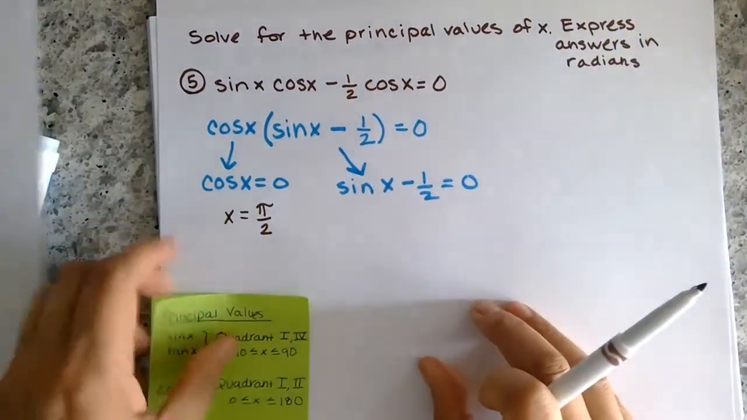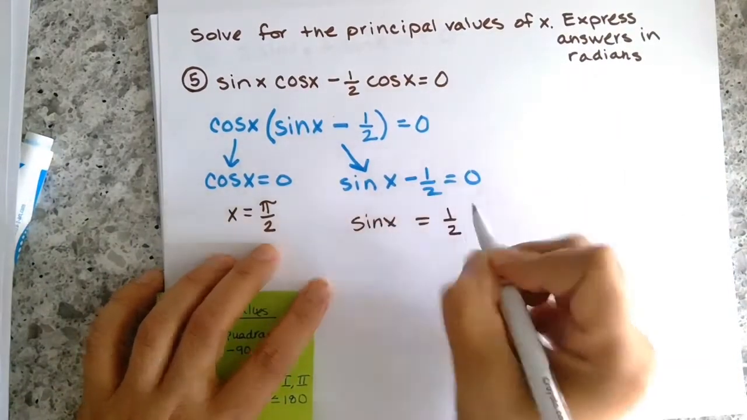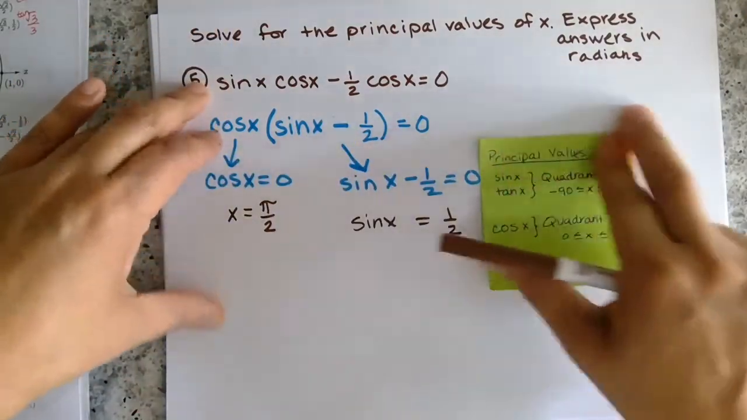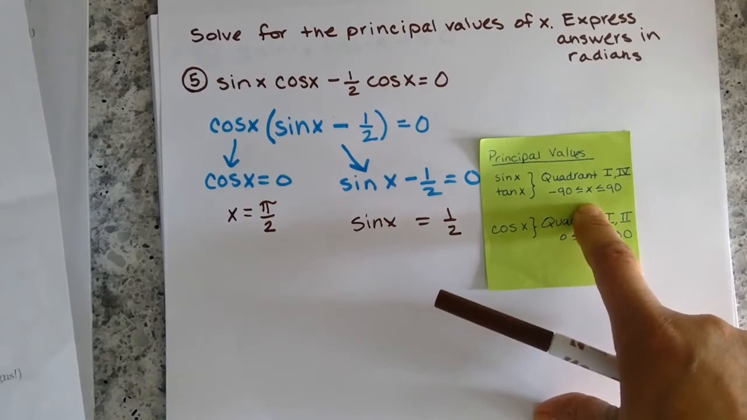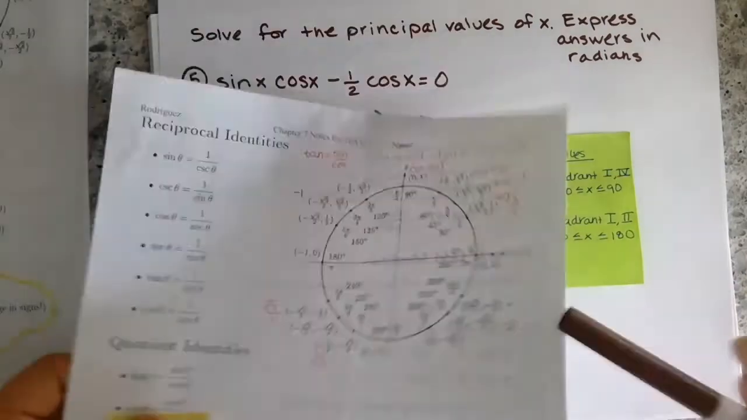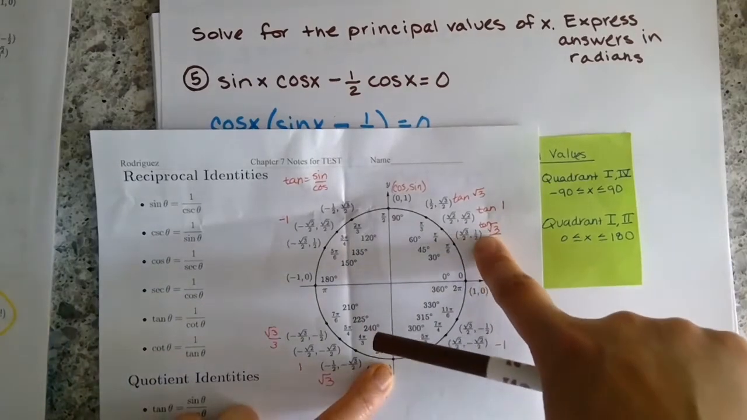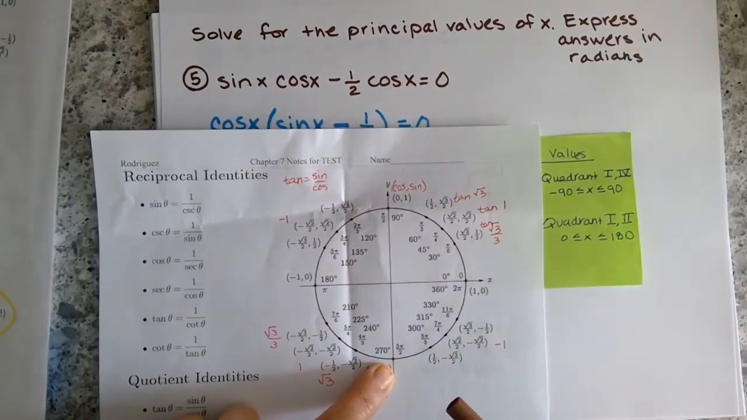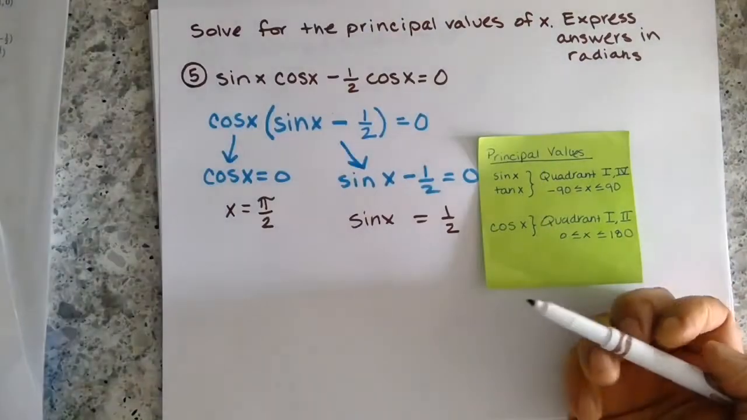Okay, so this next one, solve it. So add 1/2 to both sides. So the sine of x is equal to 1/2. Again, principal values. So principal values for sine is from quadrants 1 and 4. So where between 1 and 4 is the sine 1/2? Okay, so it looks like it's going to be at 30 degrees, or in other terms, pi over 6.